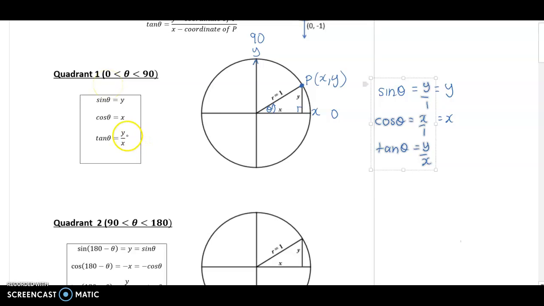The other thing we can have a look at, y over x, we can also think of that, if we go back to the sine and cos, y is also sine theta, and x is also cos theta. So that's where our sine theta over cos theta equals tan theta. So that's in our first quadrant, which is fairly straightforward. What we can see is that sine theta is positive, cos theta is positive also, and tan theta is positive also. So we say all of those three trig ratios are positive in that first quadrant.